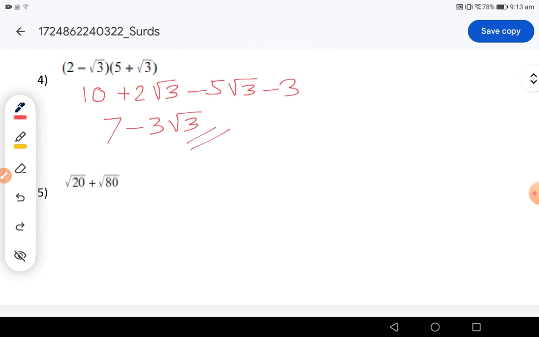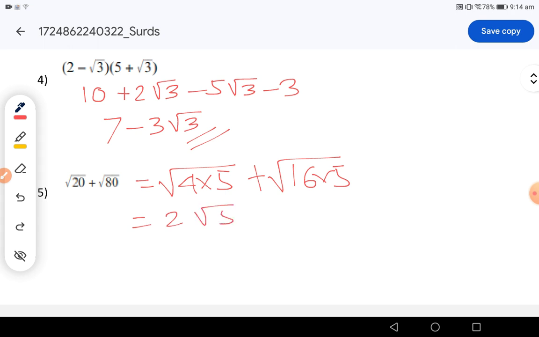Question 5, root 20 plus root 80. So root 4 into 5 plus 80 can write 16 into 5. So 2 root 5 and plus 4 root 5. 4 plus 2, 6. 6 root 5.